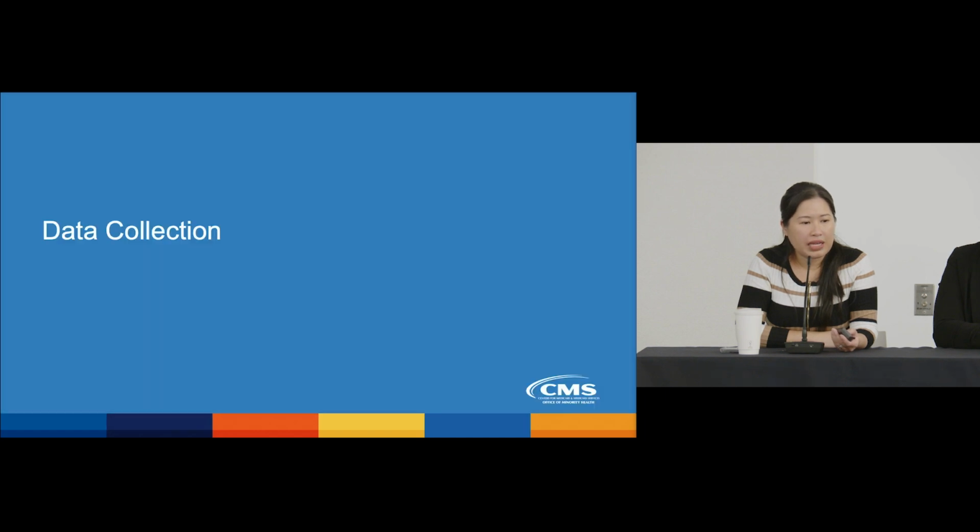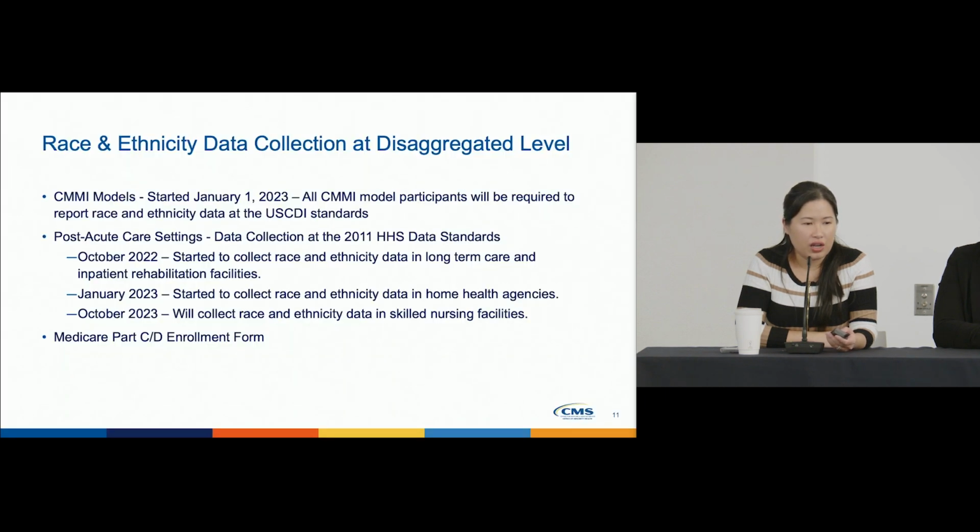So what are some of the activities that we've been doing this year? We have been doing a lot in the areas of collecting race and ethnicity data at the disaggregated level. So some of you may be familiar with the OMB standards, where we have 5 categories of race and 2 categories of ethnicity. The disaggregated level basically breaks down the Asian category into an additional 5 categories, I believe, and then the Native Hawaiian category has another breakdown of 5 or 7 categories.